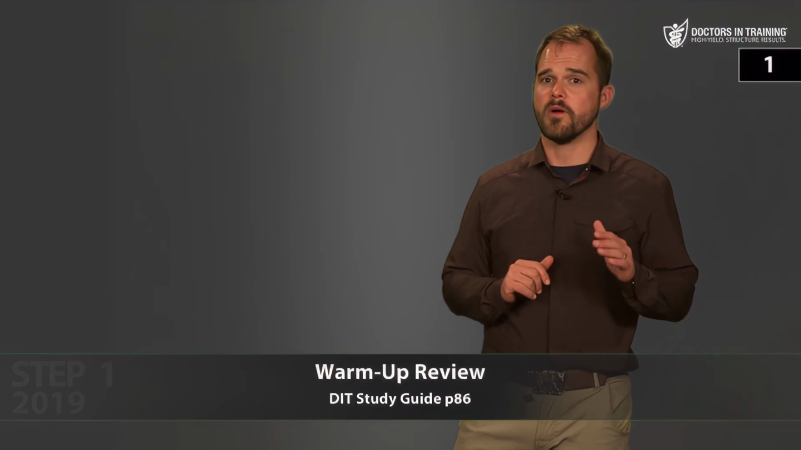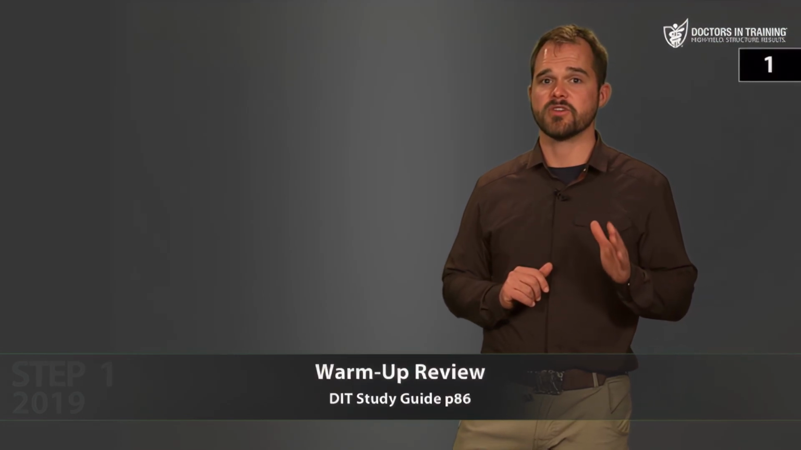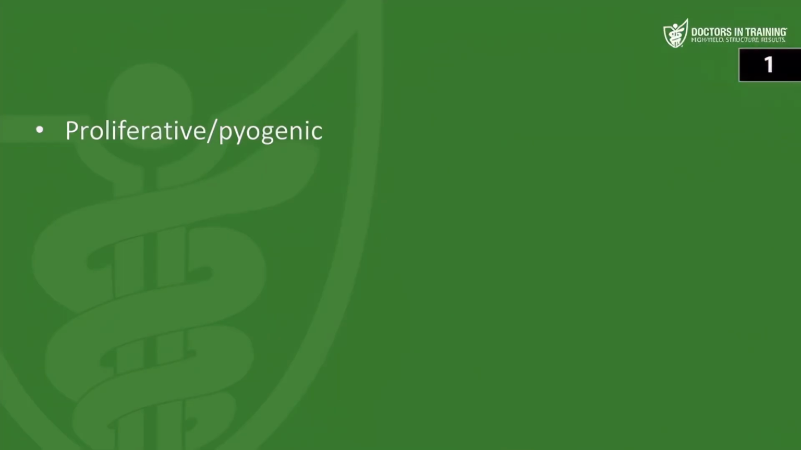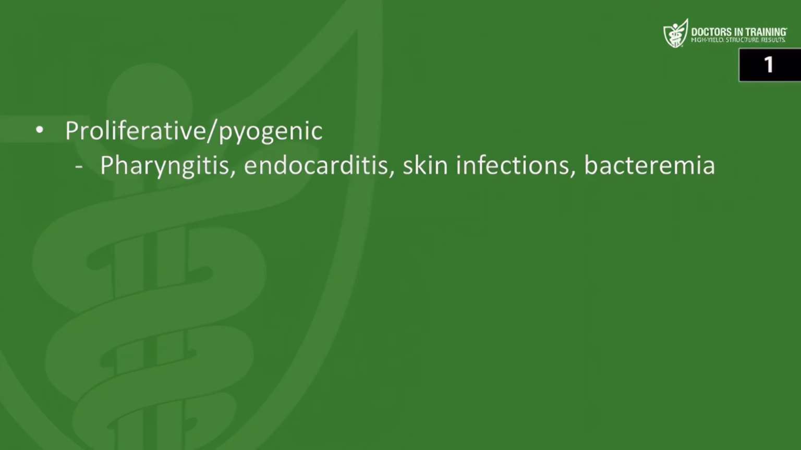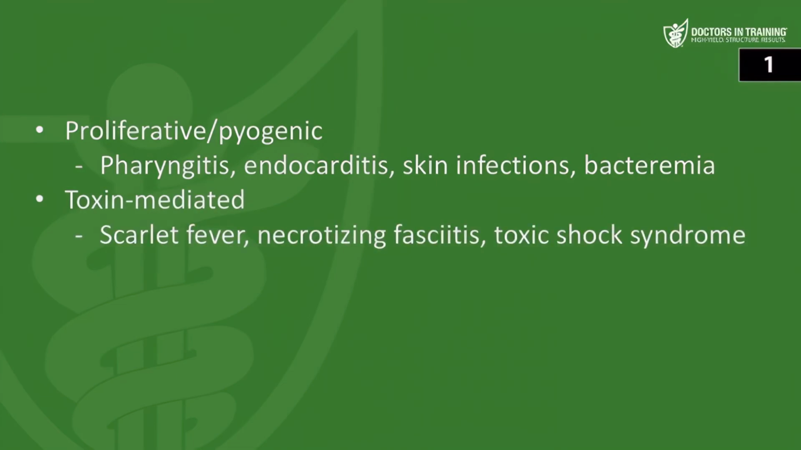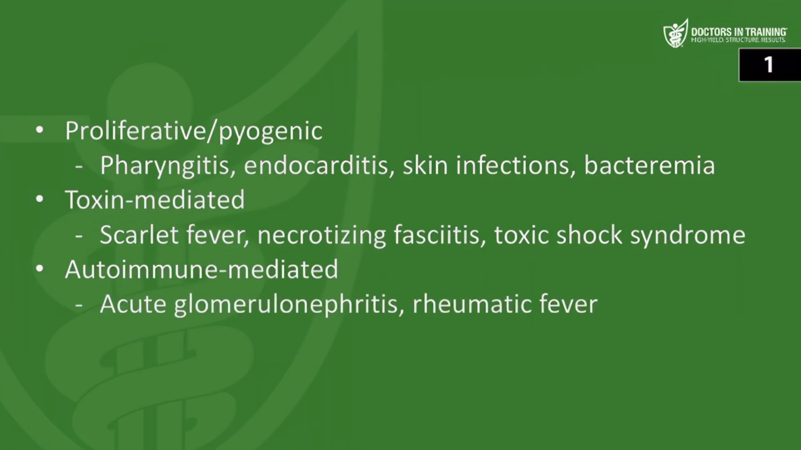First question, what infections are caused by group A streptococcus? Streptococcus pyogenes. There are different categories of disease. You have the proliferative or pyogenic category of infections such as pharyngitis, endocarditis, skin infections, and bacteremia. You also have the toxin-mediated disease including scarlet fever, necrotizing fasciitis, and toxic shock syndrome. Then the autoimmune-mediated disease, which include acute glomerulonephritis and rheumatic fever.